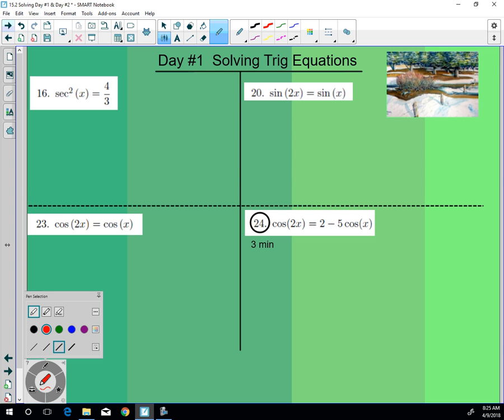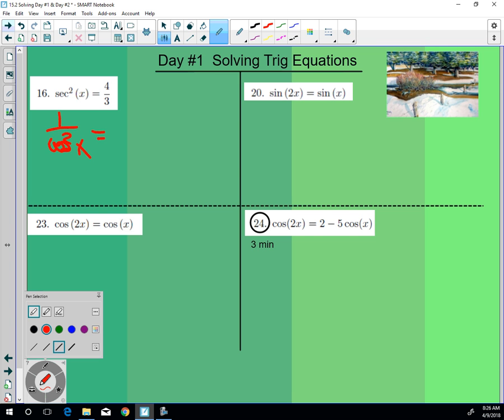What would be the best thing to start with number 16? Do you like secant squared? Do you like secant? No. What could we do to make it easier? Turn it into what? Secant is 1 over cosine squared. Yeah. And that's essentially what we're going to do with 24, is we don't like cosine 2x. We're going to change it into something we do like.